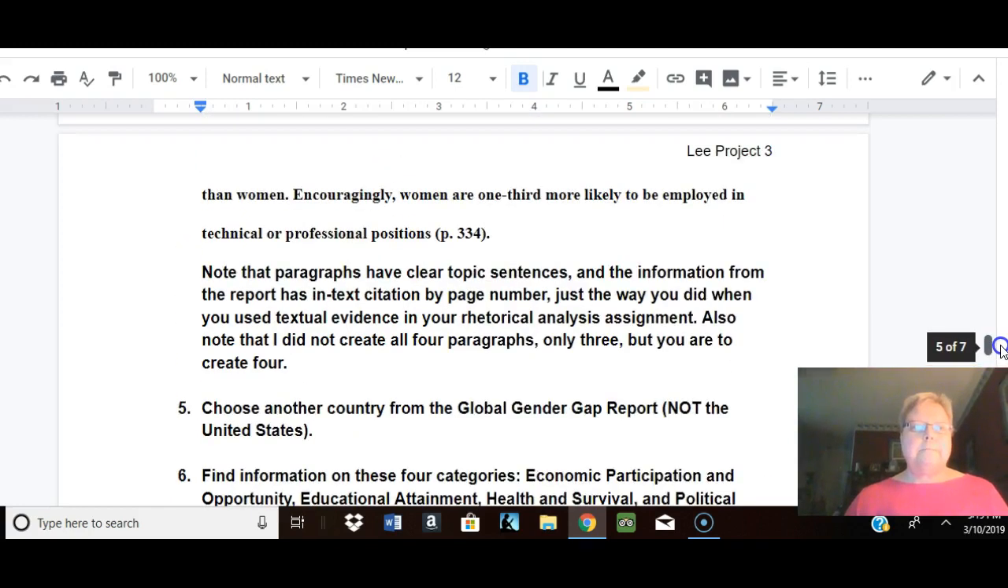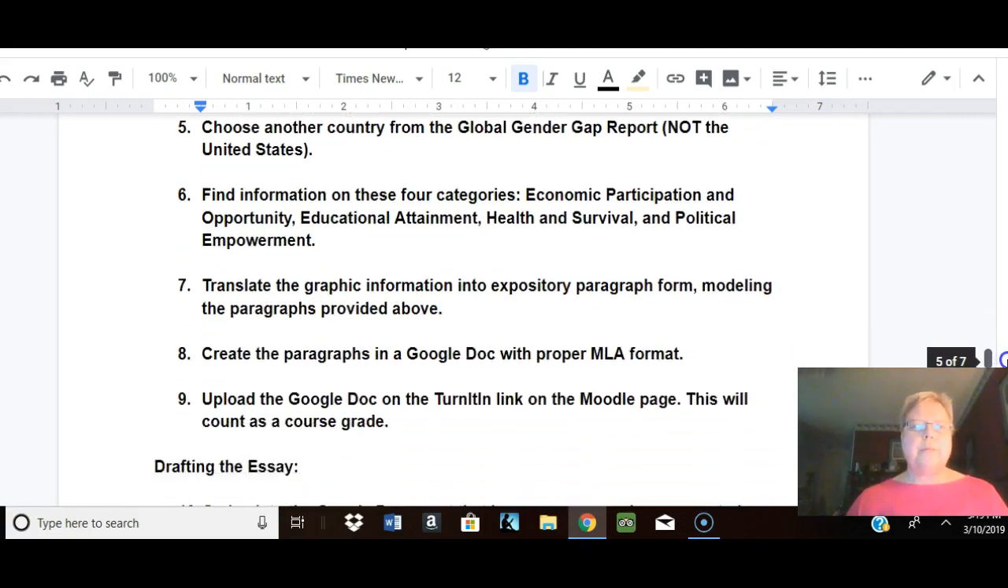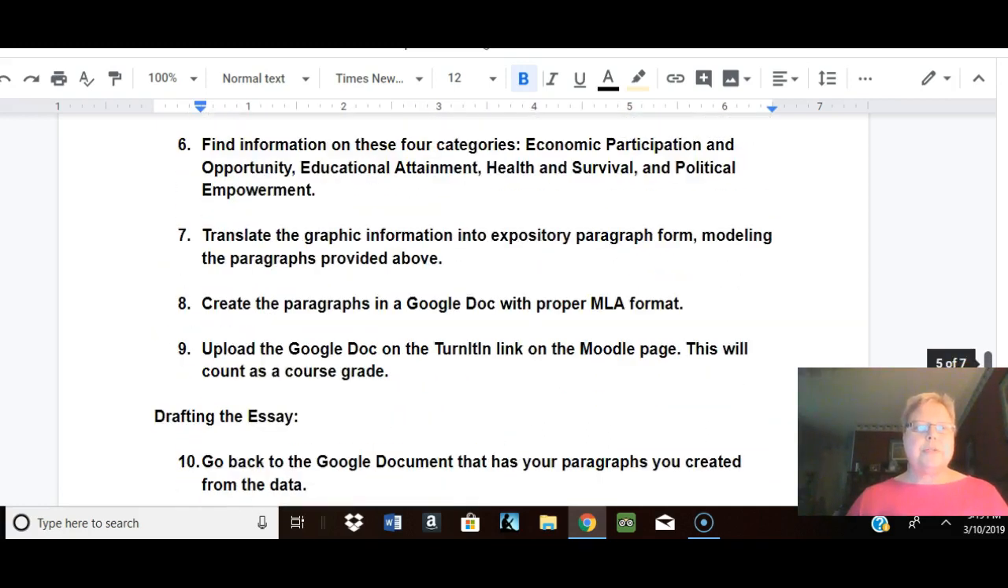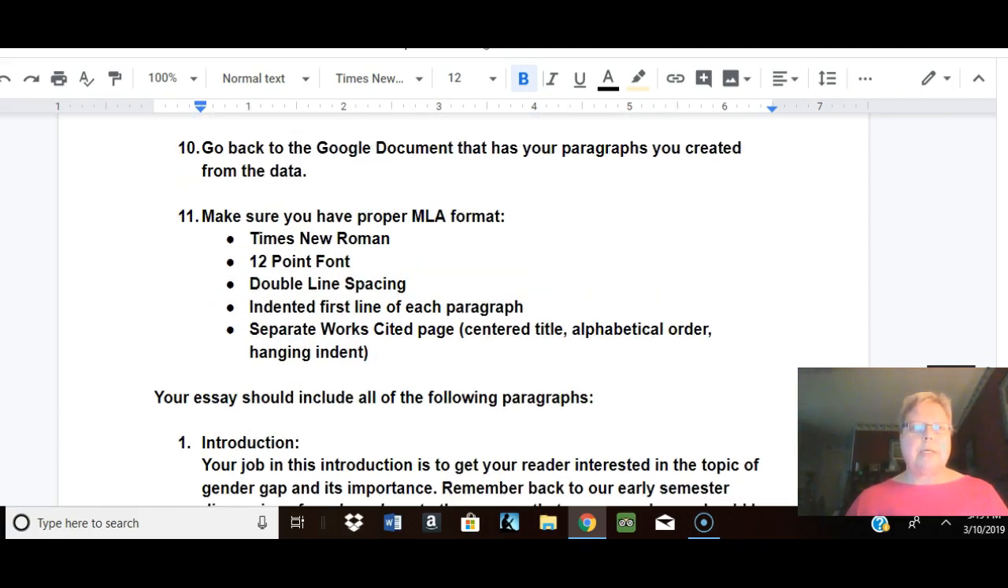So that is this week's part of it. And you go ahead and read the rest of it, what it's going to be. But that is what you have to do so far. You're just going to be translating the graphic information into expository paragraph form with full sentences. You can model the sentences that I did above, but you'll be writing about a different country, so your conclusions will be different from mine.